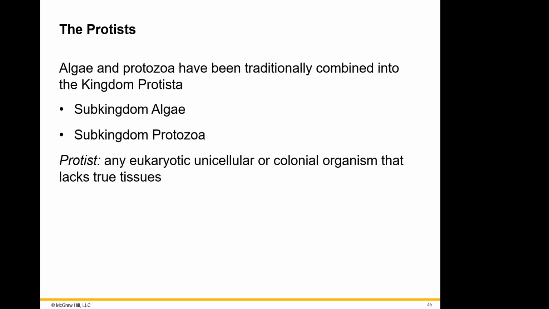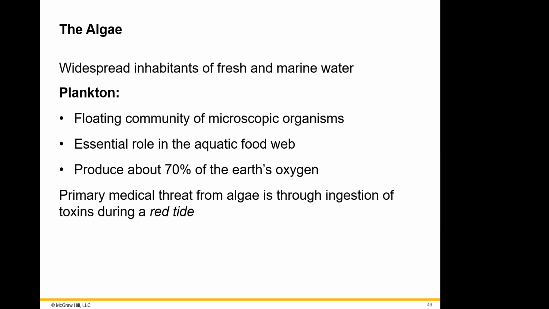Let's get into the Protista. Protista is the kingdom, then it has subkingdoms, algae and protozoa. Okay, subkingdom algae and subkingdom protozoa. These guys are single cell organisms, and the algae are part of one of those important things that makes oxygen in our earth.